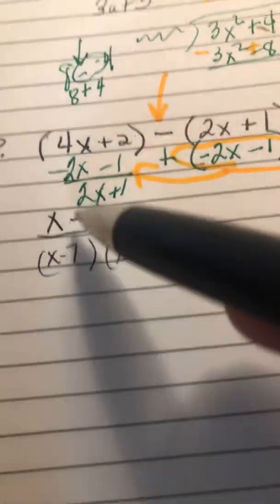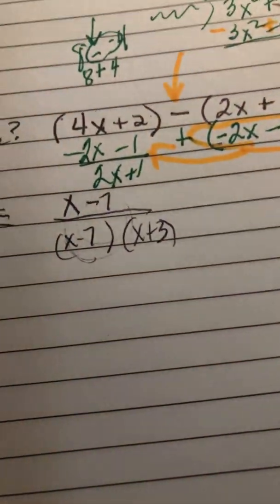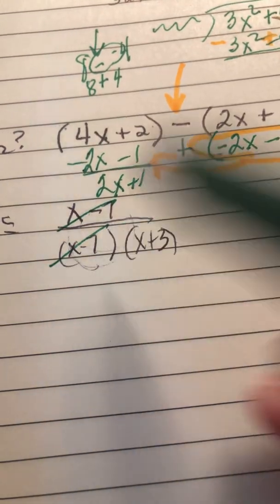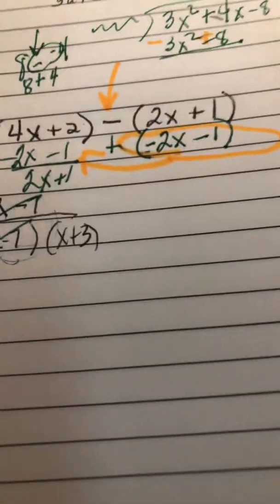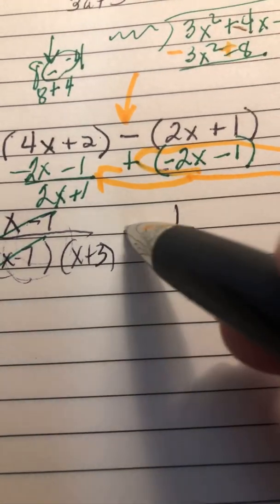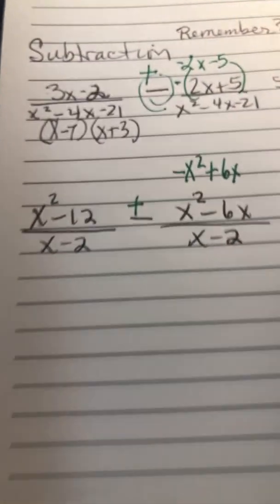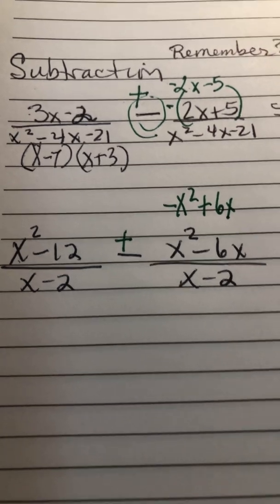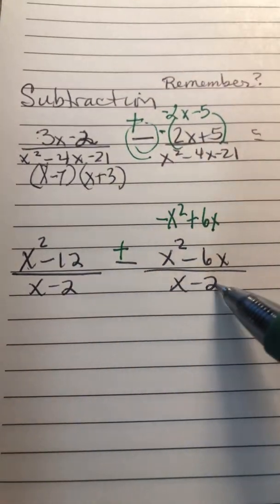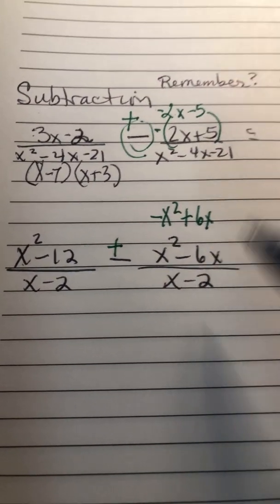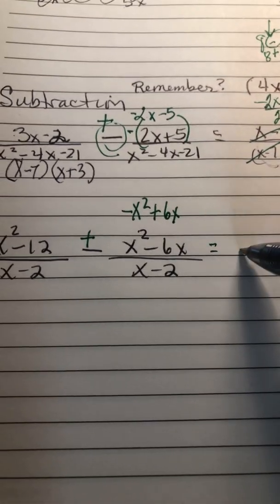And then with our answer, we need to simplify it. And we can see that there is an x minus 7 on both top and bottom. So we have a 1 left on top and the x plus 3 on the bottom. Over here, the bottom's already factored. So we don't have to do anything with that part.